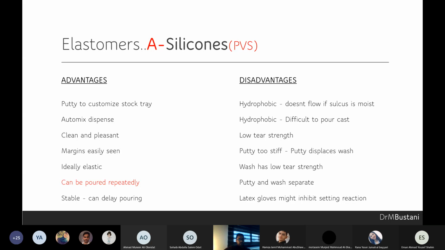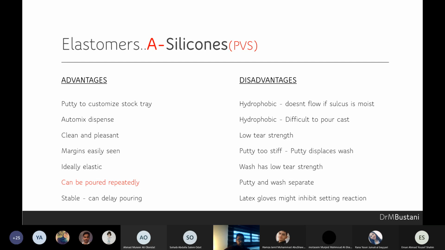It's almost like C-silicon, with the same advantages and disadvantages, but because they have better tear strength, they can be poured more than once. Most probably when you have a C-silicon and you take the impression out of your cast, it will tear a little bit. The A-silicon is slightly better.